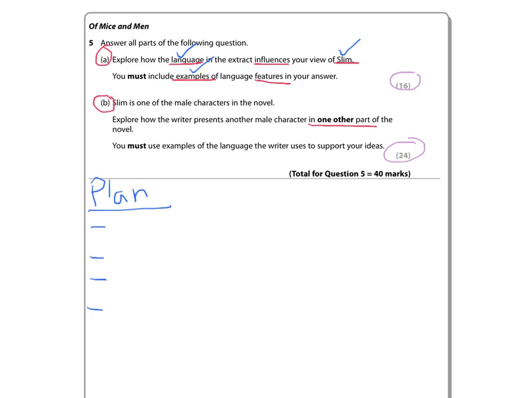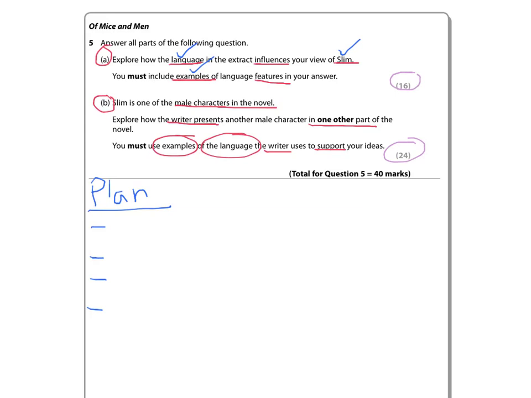Now this one again is asking you how the writer presents that particular character, that other male character in the novel. They are asking you for one of the other male characters, so make sure that you read the question carefully. And they're asking you yet again to use examples of the language used, and again they're talking about the writer's impact upon the reader and they're asking you to support, so to select relevant quotes.